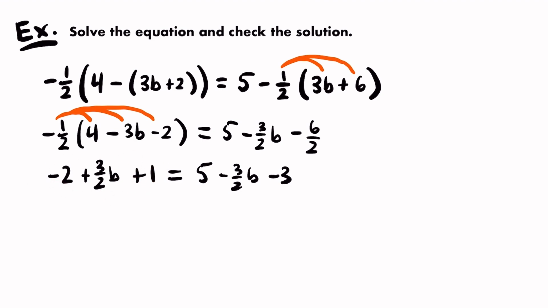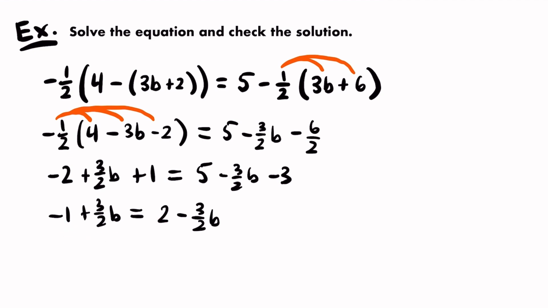-2 plus 1 is -1, so we have -1 plus 3/2 b. That will be equal to this side of the equation where we have 5 and -3. Those are two constants that can also be combined. 5 minus 3 is 2. So we have 2 minus 3/2 b. Now we have one variable term on each side of the equation and one constant term.